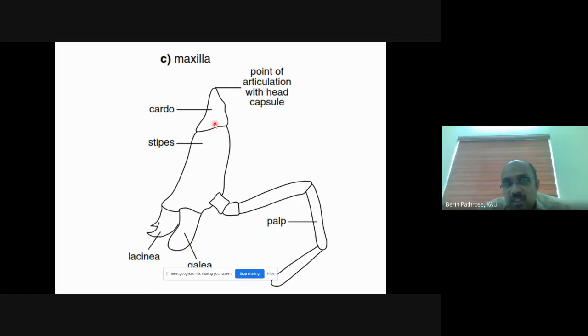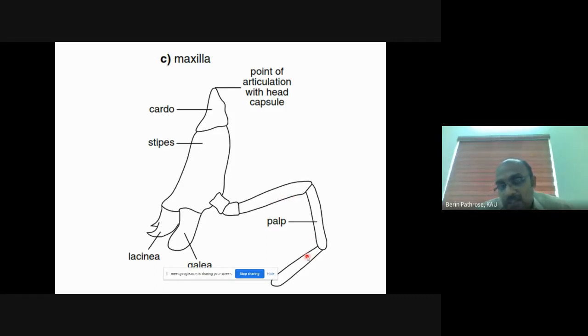So we have basal cardo, distal stipes. At the tip of the stipes, we have two lobe-like structures, the inner lobe called the Lacina and the outer lobe called the Galea. And on the lateral side of the stipes, this is the outside area, we have a 5-segmented maxillary palpi. You can see 1, 2, 3, 4, and 5.